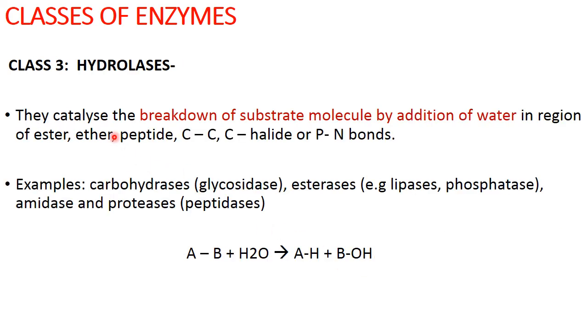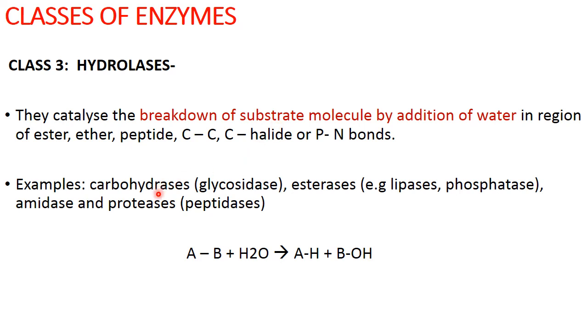Class 3, which we had initially mentioned with alpha amylase, what is that? Hydrolases. So that is why the first digit was 3. So class 3 is hydrolases that you have read in your digestive enzymes. What do they do? They break down the substrate with the help of water, by addition of water. In which region? Either ester bond, or ether, or peptide bond, or CC bond, C halide and P N bonds. So they are going to break these bonds and result in the breakdown of the substrate molecule.